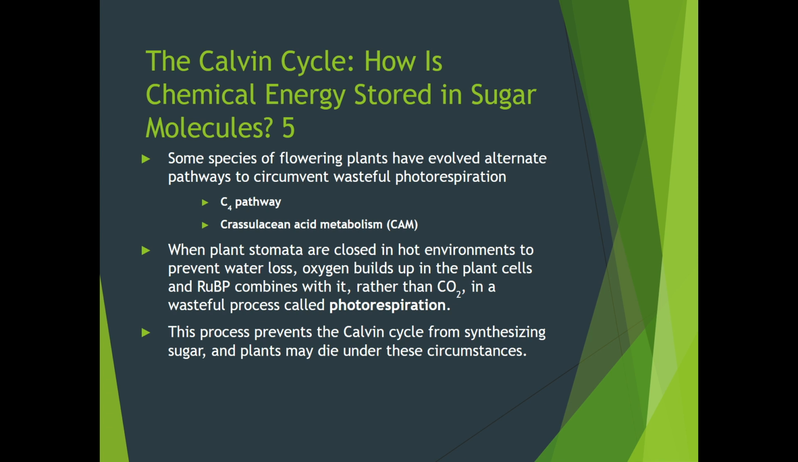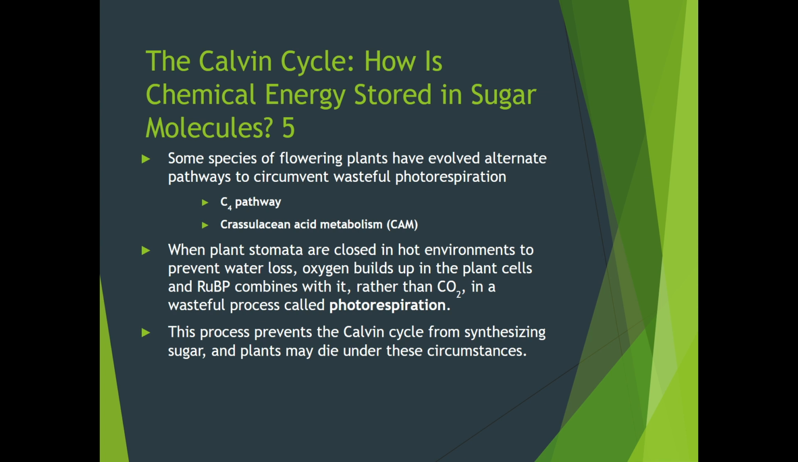And these are essentially pathways that are adapted by some species of flowering plants that need these alternate pathways in order to circumvent wasteful photorespiration, or the loss of certain gases and/or water. So when plant stomata are closed in hot environments to prevent water loss, oxygen happens to build up in the plant cells and RuBP combines with it, which is not great because we'd like it to combine with carbon dioxide, because carbon dioxide is what we need to be fixated, not oxygen. So that's wasteful. That's a process called photorespiration.